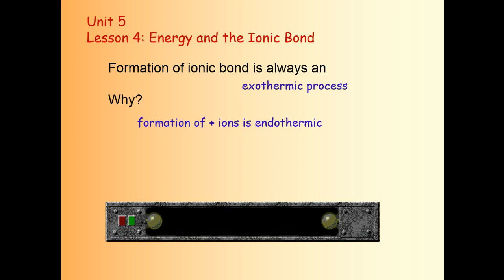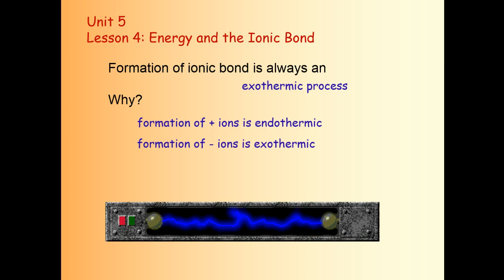And when we think about it, we learned last unit about ionization energy. And ionization energy is that energy that's required to remove an electron. So when you remove an electron, you get a positive ion. So you have to take in energy to remove the electron to form those positive ions. That's an endothermic process. In the formation of negative ions, that's exothermic.